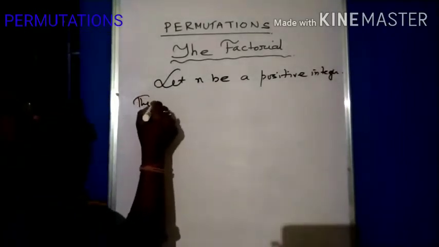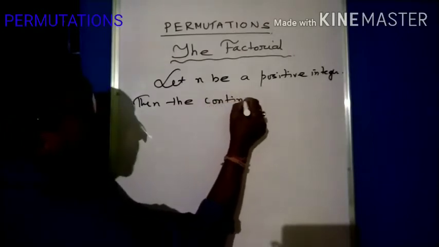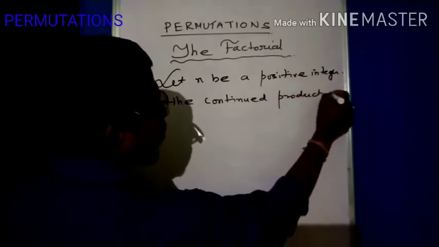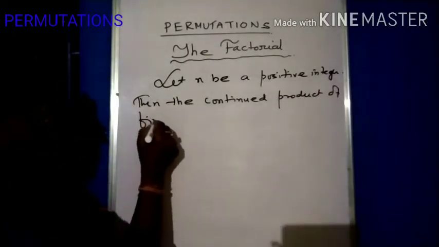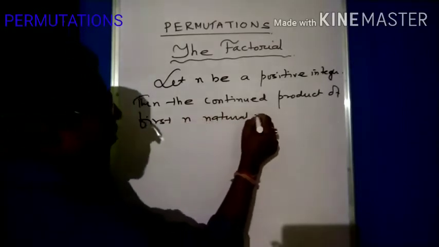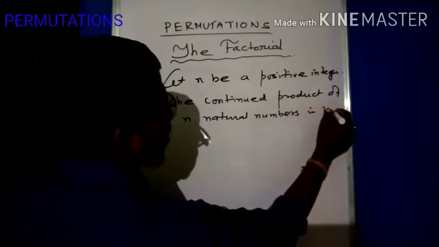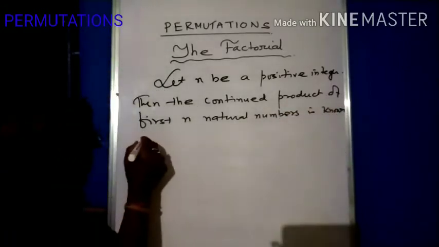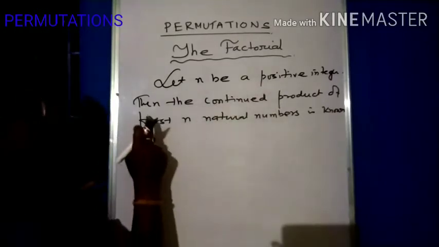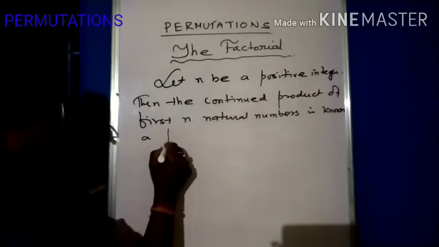Then the continued product of first n natural numbers is known as factorial n. Let n be a positive integer, then the continued product of first n natural numbers is known as factorial n.